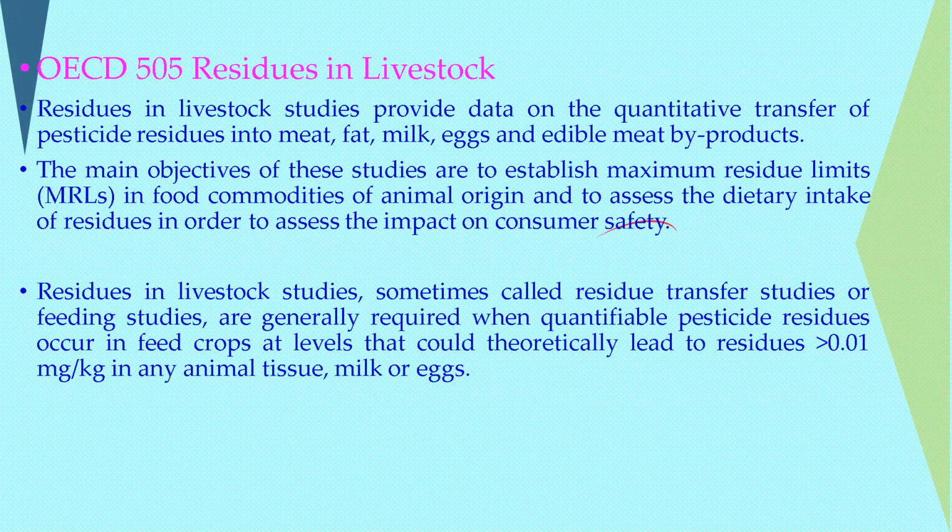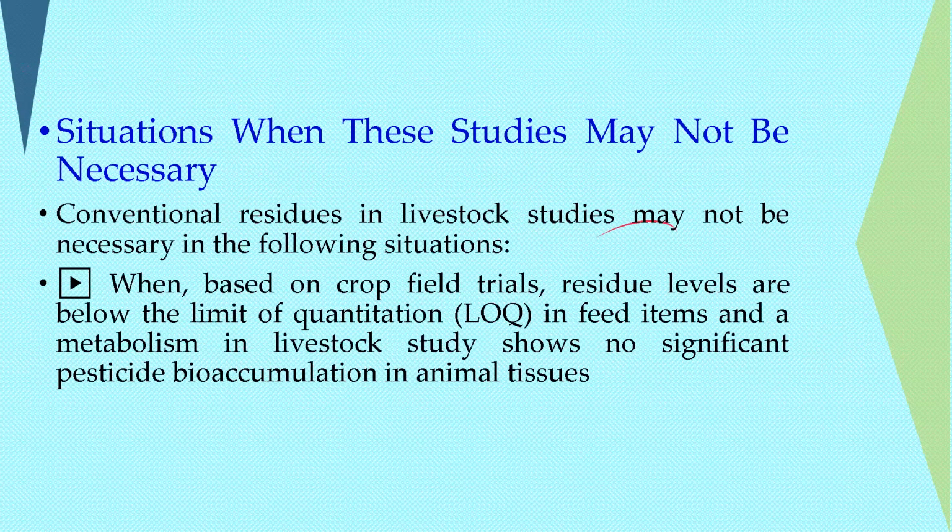So residues in the livestock studies, sometimes called residue transfer studies or feeding studies, are generally required when quantifiable pesticide residues occur in the feed crops at levels that could theoretically lead to residues of more than 0.01 milligram per kg. In such a case, the animal tissues need to be examined in the way of 505. So now, the situations when these studies may not be necessary.